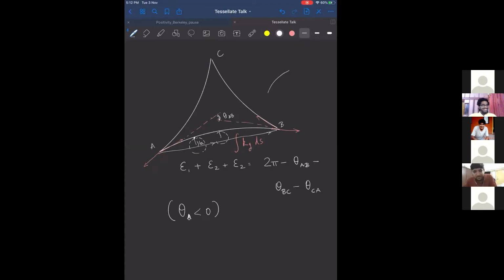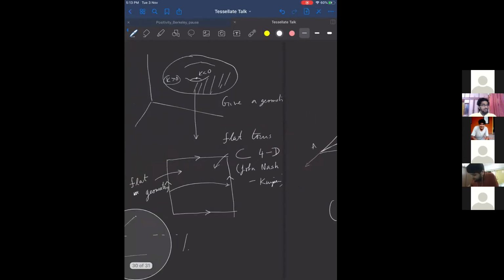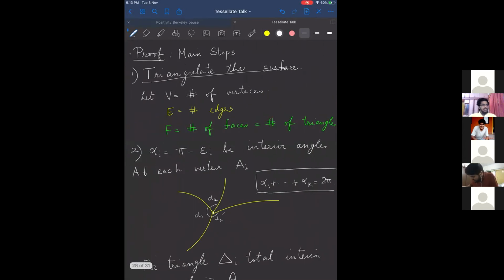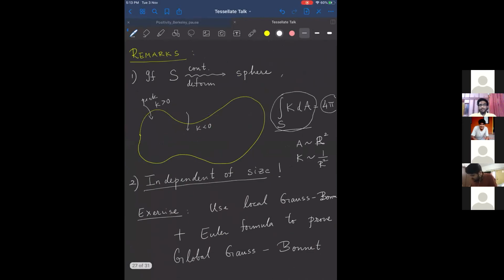So, yet quite a few more questions. In the exercise you had asked to prove the global Gauss-Bonnet. So is it true that every surface can be triangulated? Yeah, that's an excellent question. That is true.